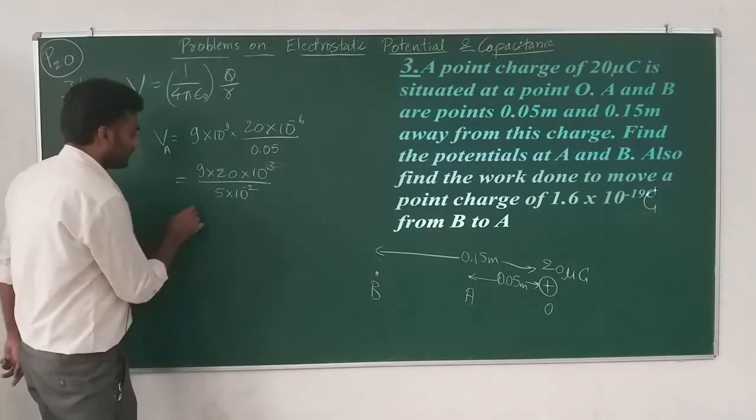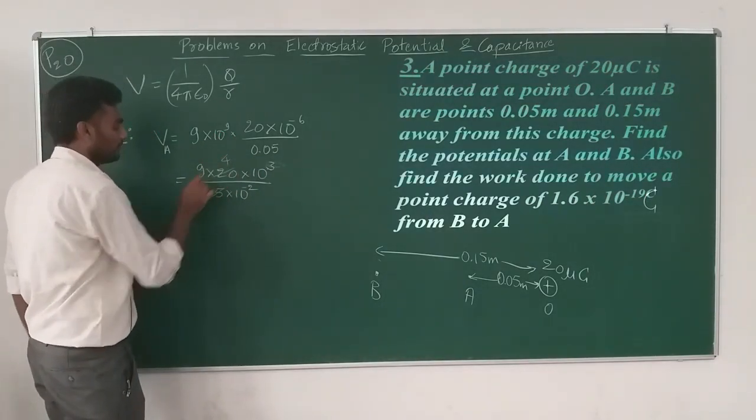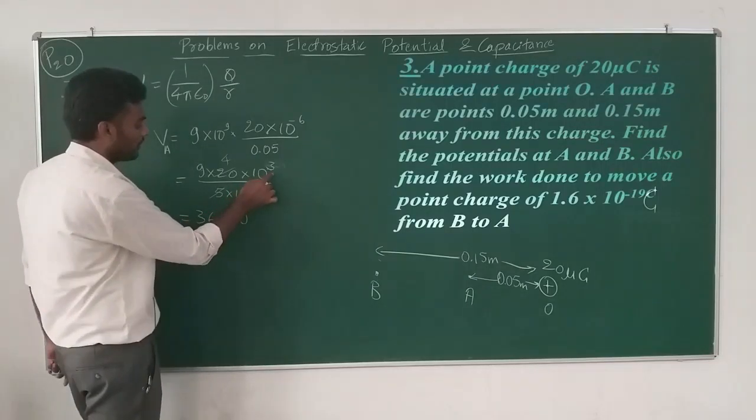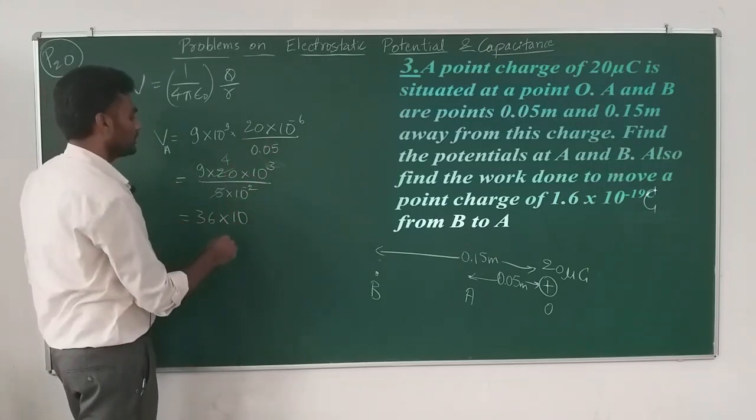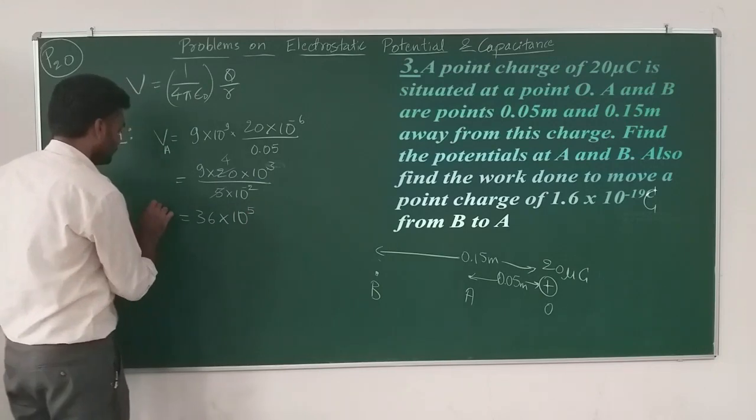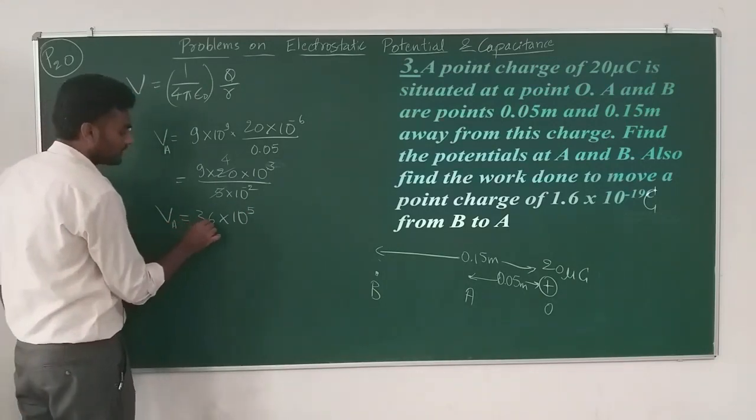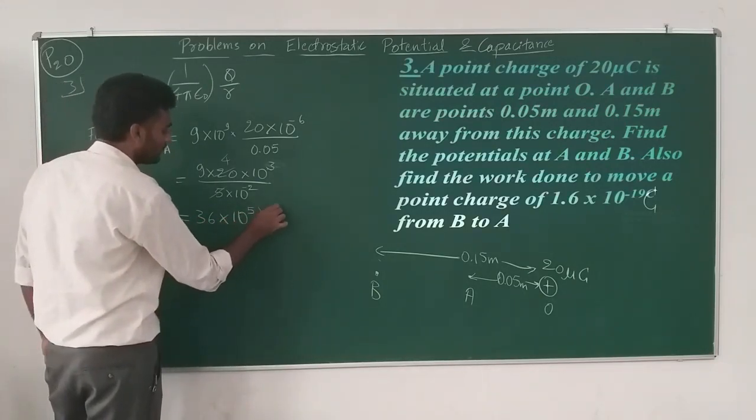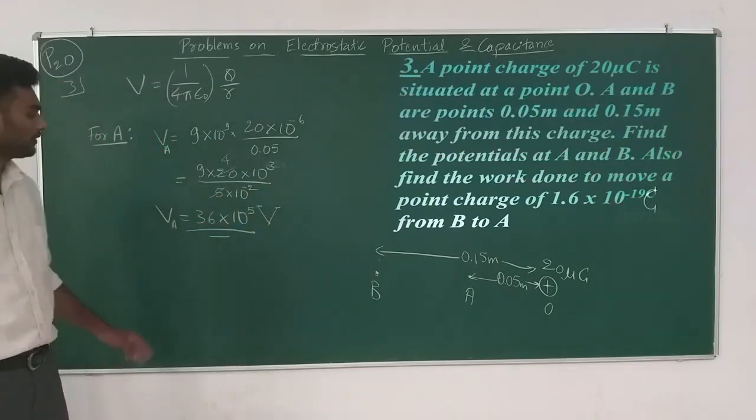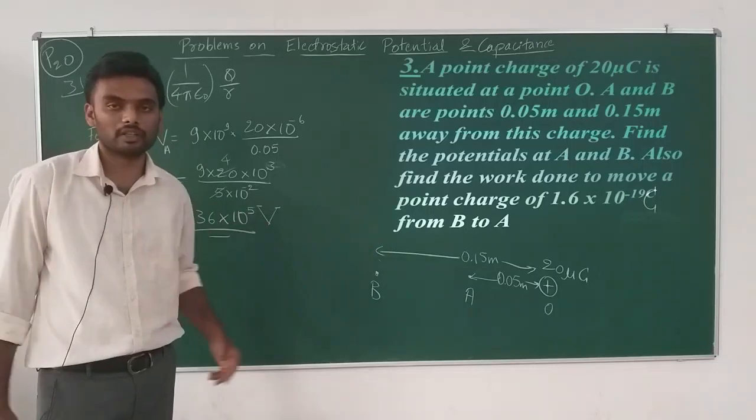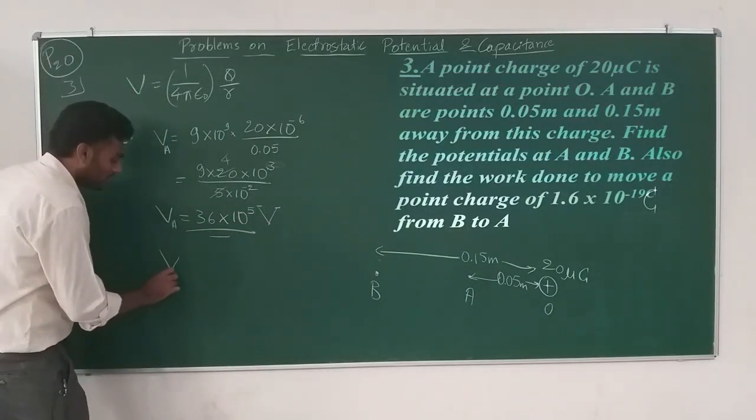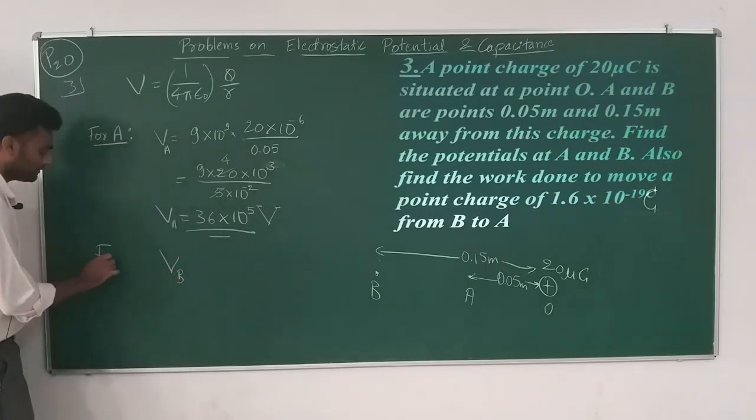And now I will simplify. 5 ones are 5, 4s are 9, 4s are 36, into 10 to the power of 3 that was already there. The minus 2 comes to the numerator, becomes plus 2, which becomes 5. So the potential at point A is 36 into 10 to the power of 5 volt. Important, one of the results required. Done. Moving ahead, potential at point B.